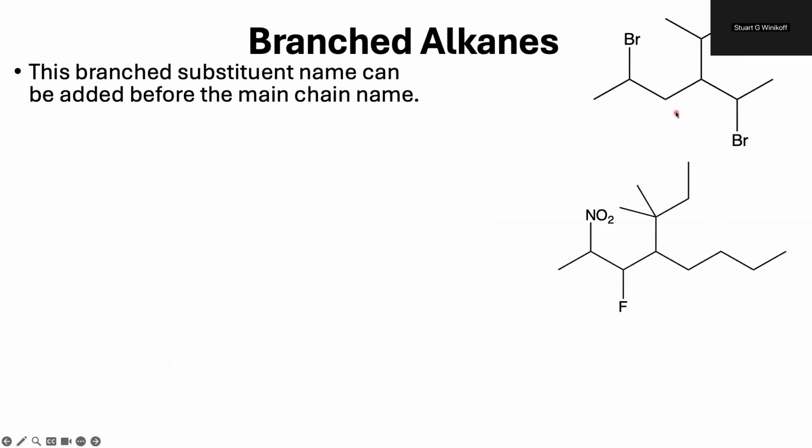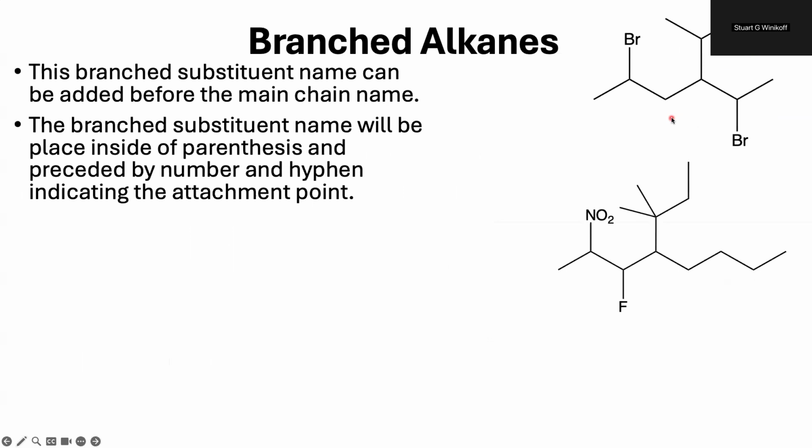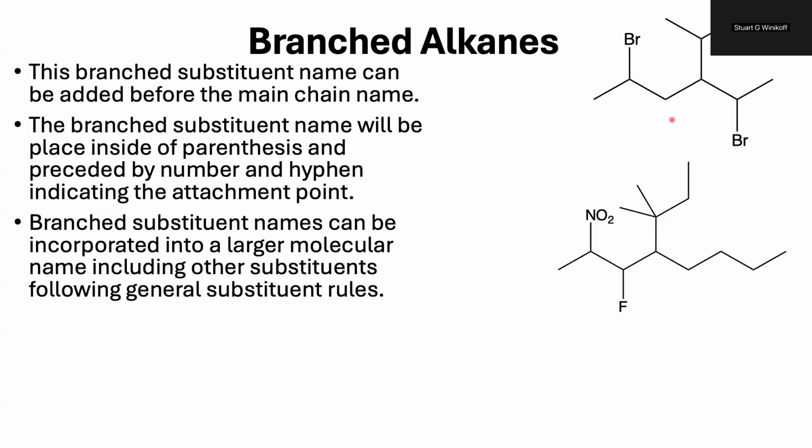Now let's bring this out into the broader perspective of adding these to a main chain species that often may be a little bit noisier. So each of these branch substituents will be placed inside of parentheses when I'm naming them. And they're going to be preceded by a number and a hyphen telling me exactly where they attached. And again, we can incorporate these into larger molecular names along with the other relevant substituents, following the same general rules of listing all of our substituents alphabetically.